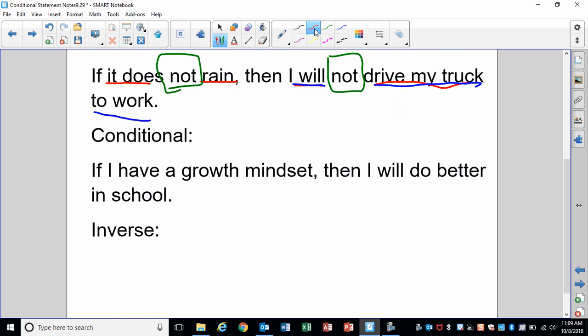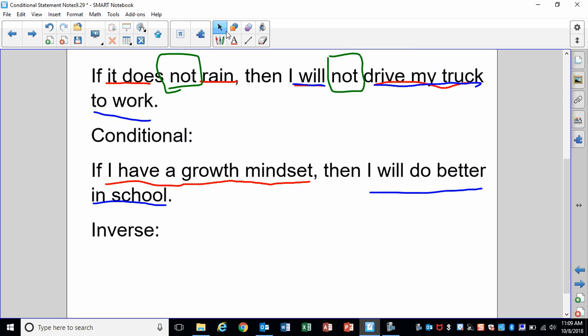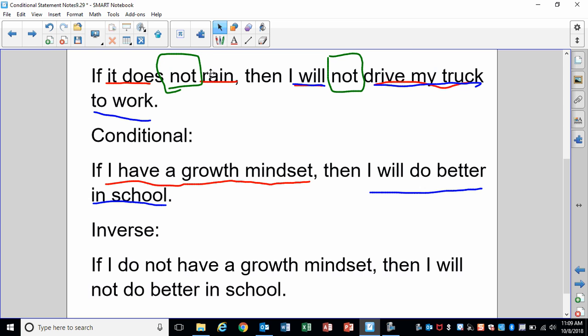So looking here on this second example, if I have a growth mindset, then I will do better in school. We're going to keep that order the same, but add in that not statement. So we added in the, if I do not have a growth mindset, then I will not do better in school.